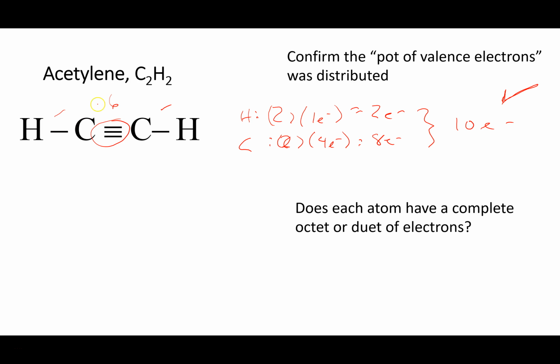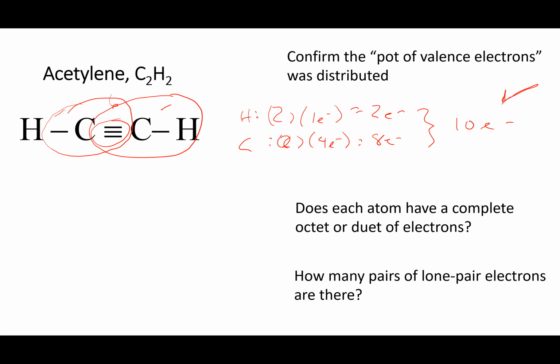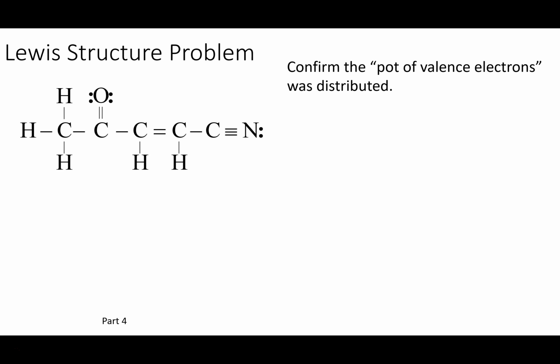So if there are 6 electrons here, I can draw a circle around this carbon. I got 6 plus 2 is 8. I can draw a circle around this carbon. I have 6 plus 2 is 8. And hydrogens are duets. So that's awesome. How many pairs of lone pair electrons? 0. Okay.